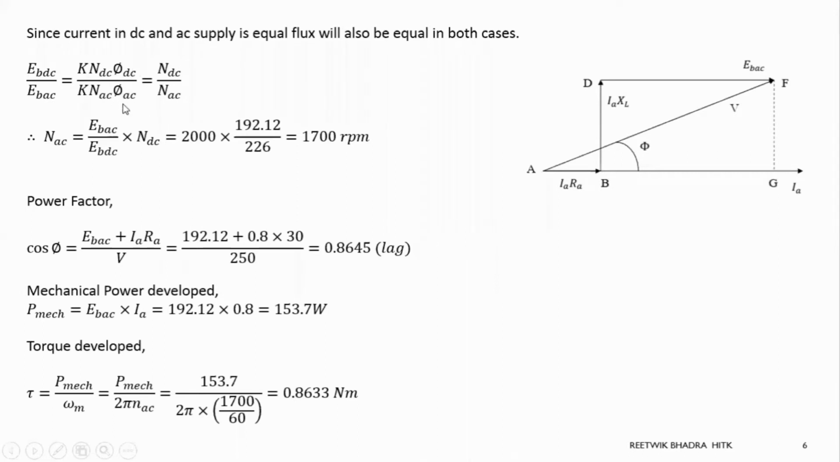This flux is the same because it is the same current, so this cancels out. This K cancels out, so N_DC by N_AC. So you can calculate the speed under AC condition. So N_AC is equal to, you are calculating this N_AC. This goes to this side, so N_DC remains. EB_AC goes in the numerator, EB_DC comes in the denominator.